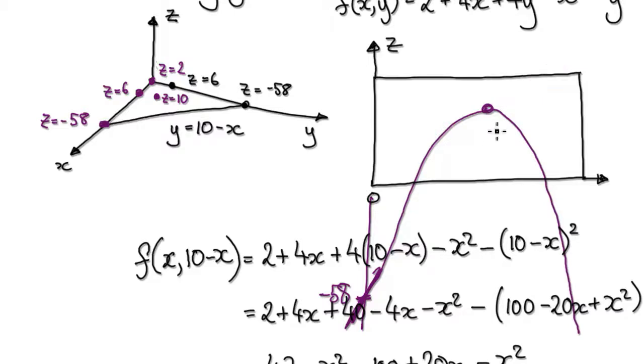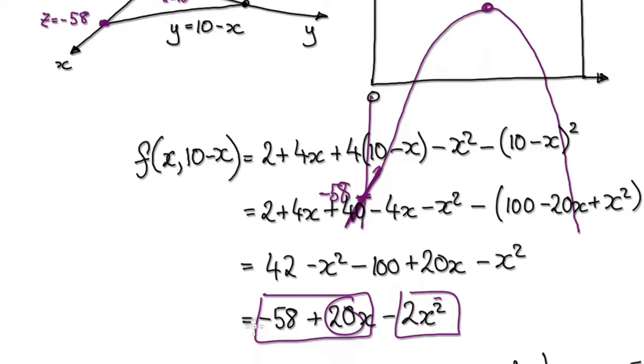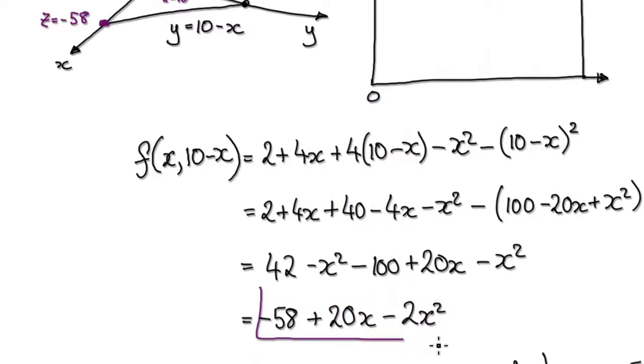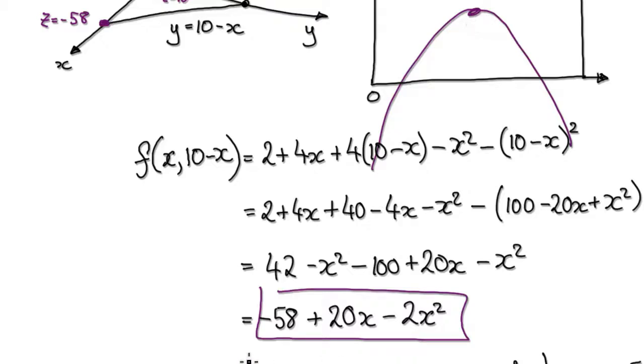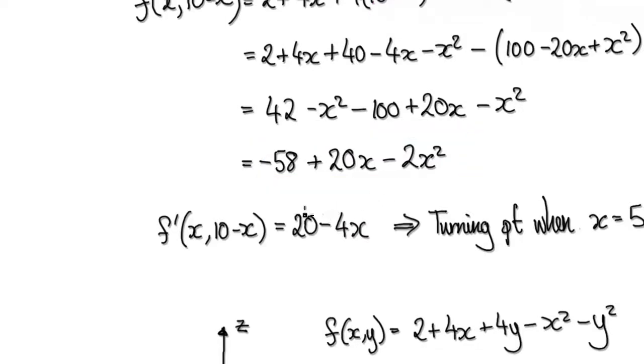So let's try and figure out this turning point. Looking at our line, we need to find this turning point. So differentiate it and look at the gradient. When you differentiate it, it will give you this thing here. When will the gradient be 0? So set it to 0. So x equals 5. The turning point occurs when x equals 5.